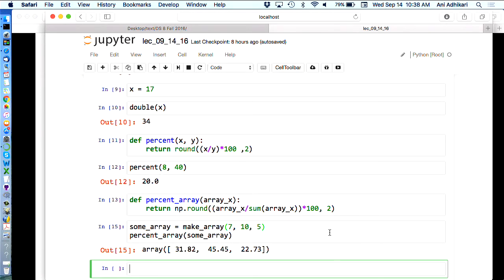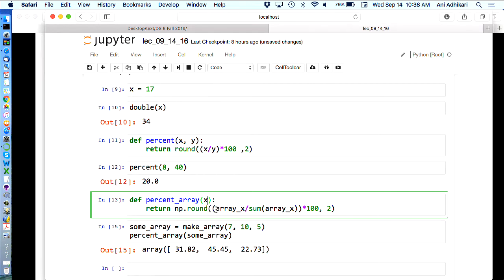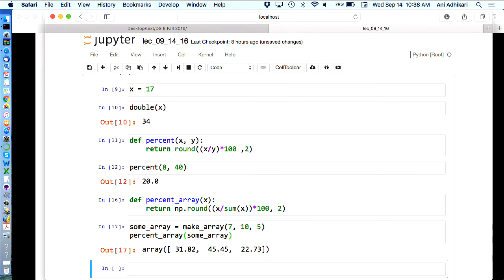Yes? For the definition of percent array, could you put in x, for example, instead of array x? Then would it still recognize an array? Fine. So that name has no meaning, except to me, and I use a name that I will remember. My problem is if I call every single argument x, then when I go back, I actually have to look at the code to figure out what it takes. So I try to tell myself what it's taking. So often I will say table name and so on.